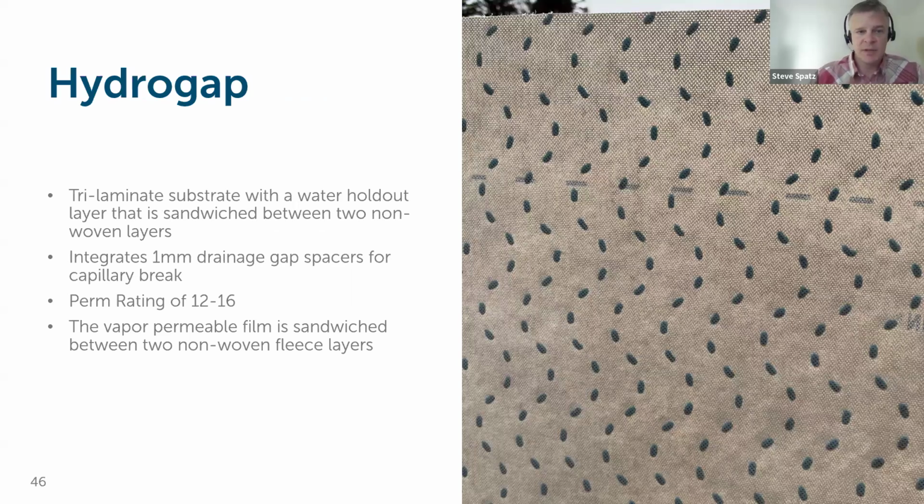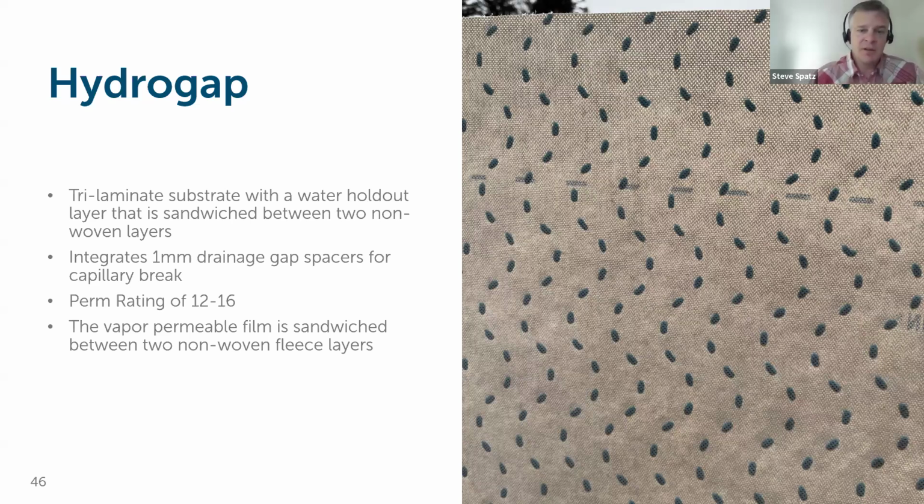Hydrogap from Benjamin Obdyke is a similar, proprietary film membrane that allows for vapor diffusion to occur across it, protected on either side by a fleece backing. The Hydrogap integrates these little 1 millimeter thick rubberized nubs that create a drainage pathway before the exterior siding is put on. So basically, what the Hydrogap and other integrated drainage plane mat type WRBs on the market allow for is a capillary break between your exterior finishes and the WRB behind it.